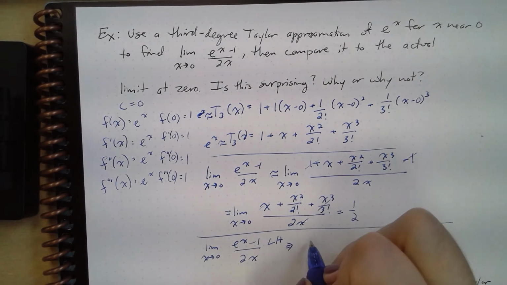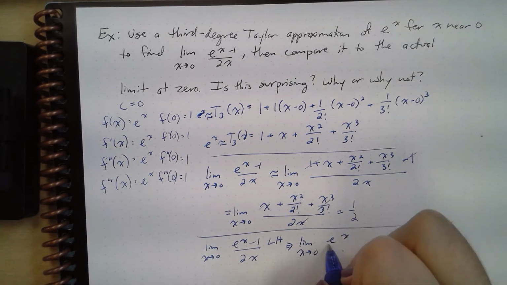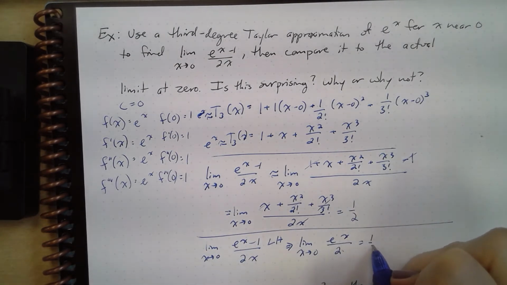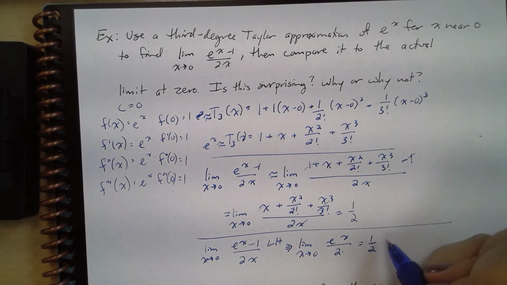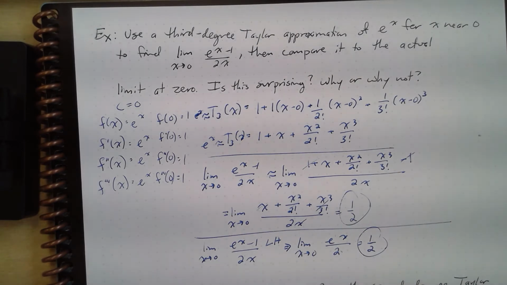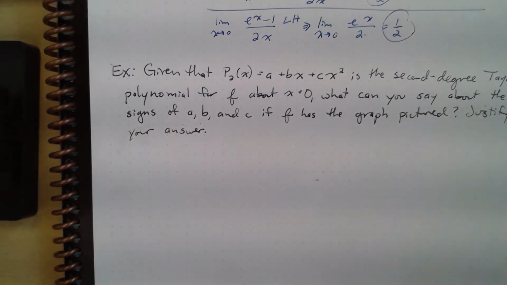So this is going to be the limit as x approaches 0 of e to the x over 2. e to the 0 is 1, over 2, is equal to 1/2. That was much easier, but look at it. These are the same. Is that surprising? It should not be, because our Taylor approximation should be very, very similar to the function itself. All right? Let's do another example.